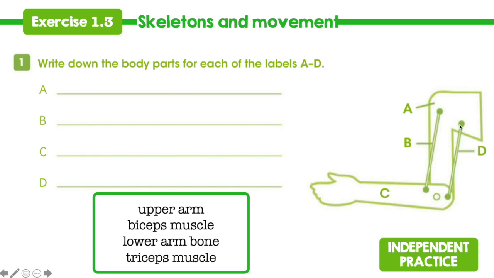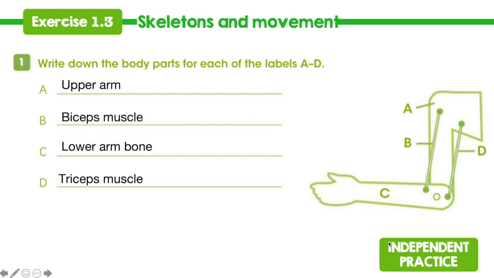Then, if you look at the upper arm, you will find two important muscles, the biceps and the triceps. So what you have to do now is to identify each body part. What is the upper arm, the biceps, the lower arm, and the triceps muscle? Excellent. Very good.